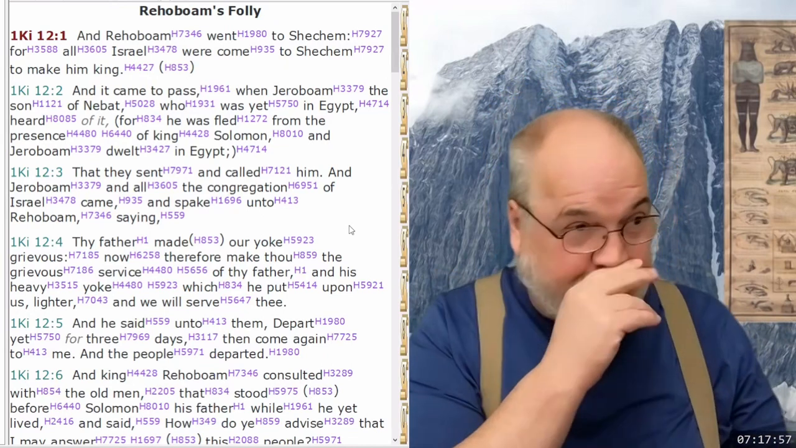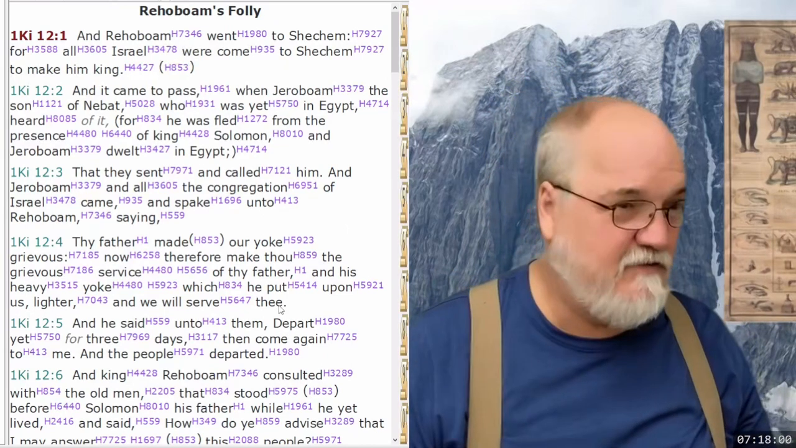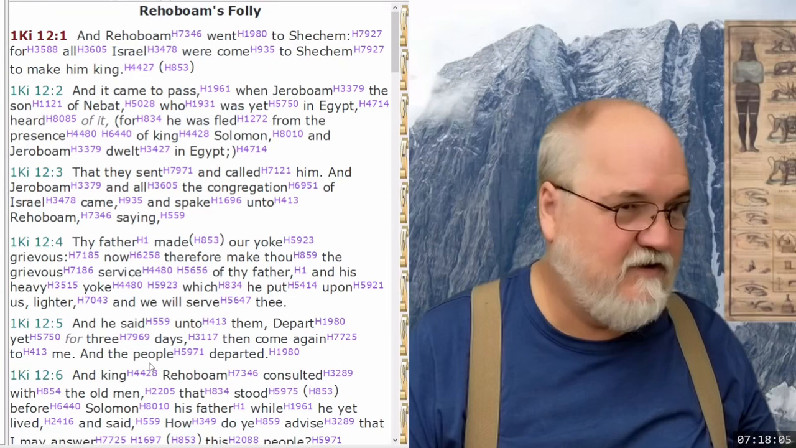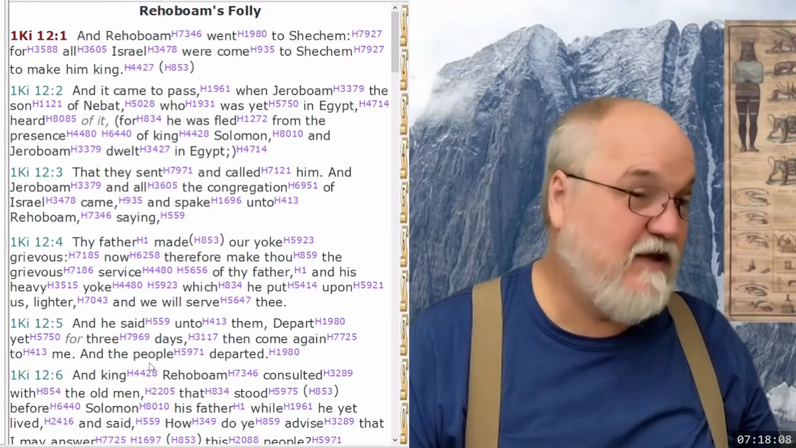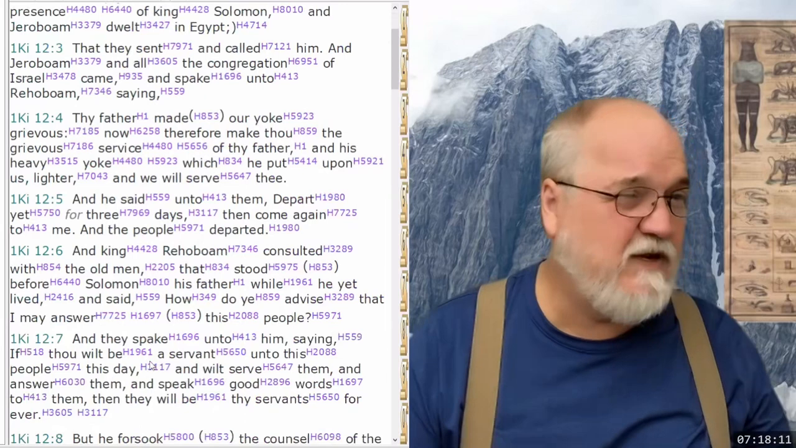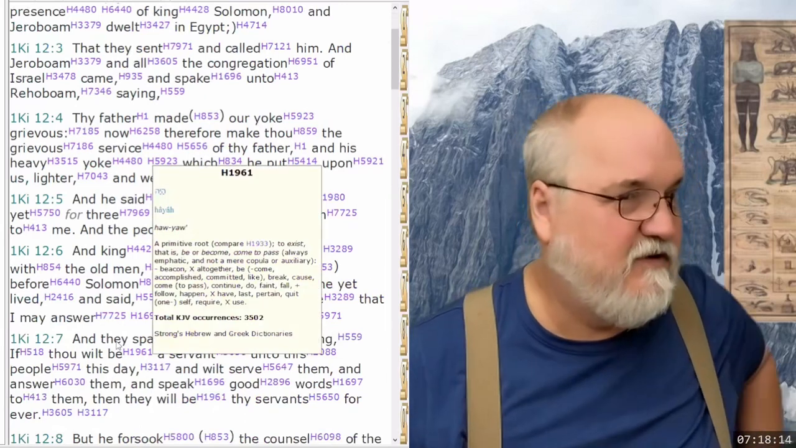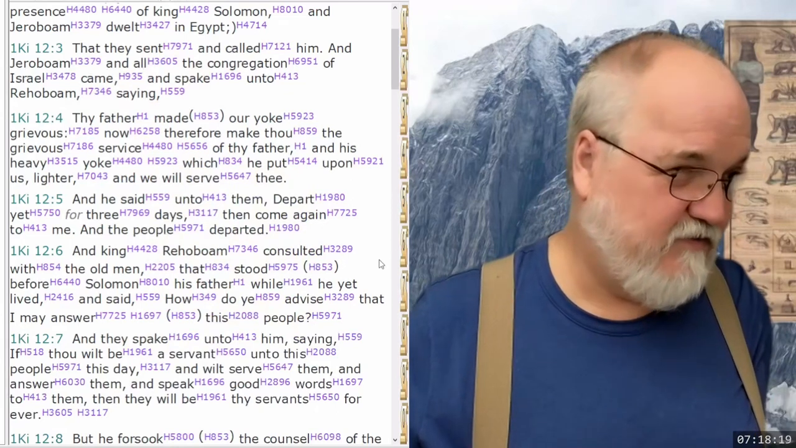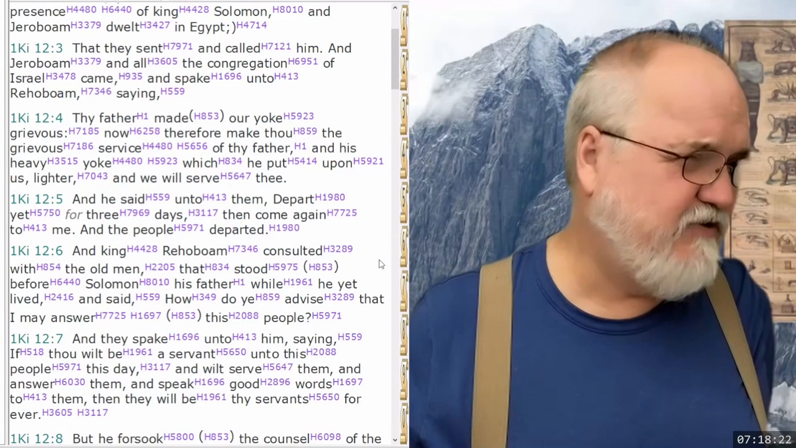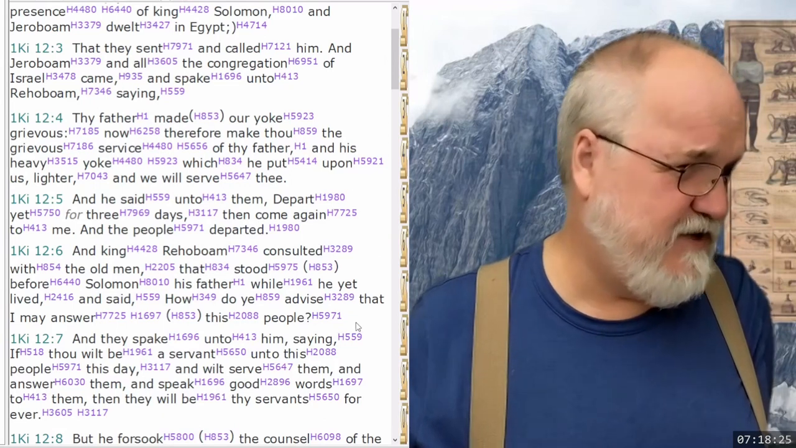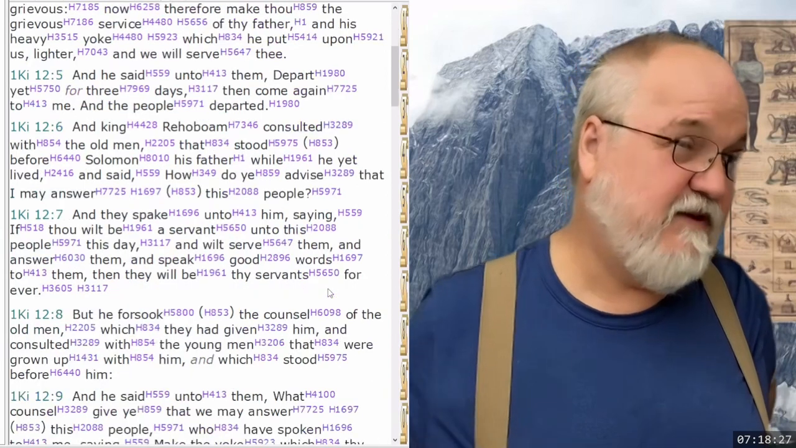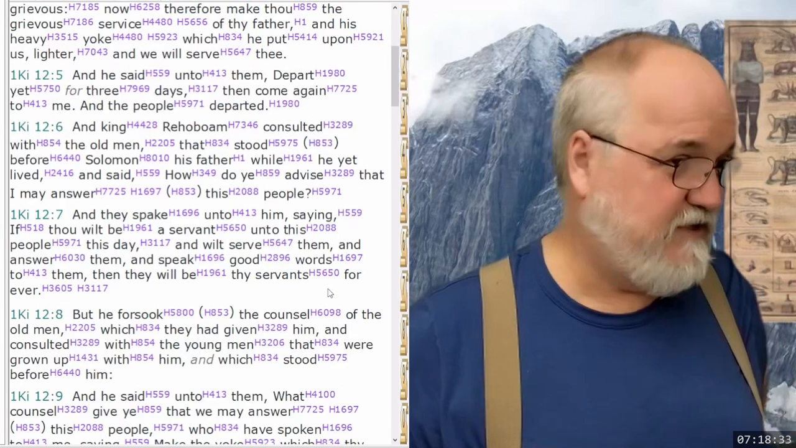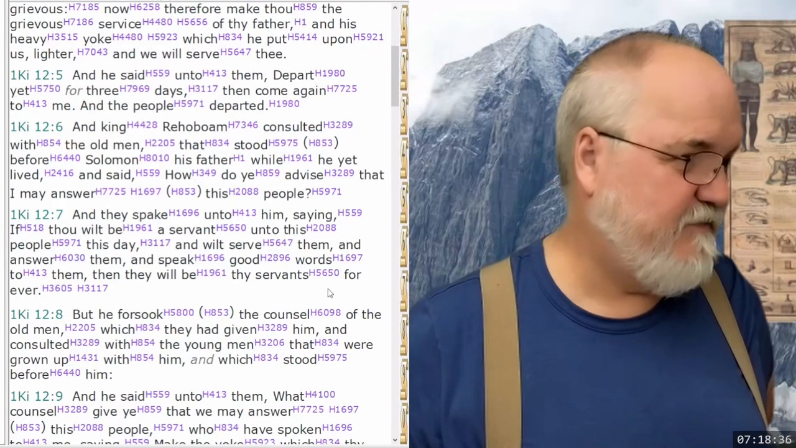Now, he said, that is Rehoboam, unto them, depart yet for 3 days and come again to me. And the people departed. So he's going to have this 3 days consultation. And King Rehoboam consulted with the old men that stood before Solomon, his father, while he yet lived, and said, how do ye advise that I may answer this people? And they spake unto him, saying, if thou wilt be a servant unto this people this day, and will serve them, and answer them, and speak good words to them, then they will be thy servants forever.